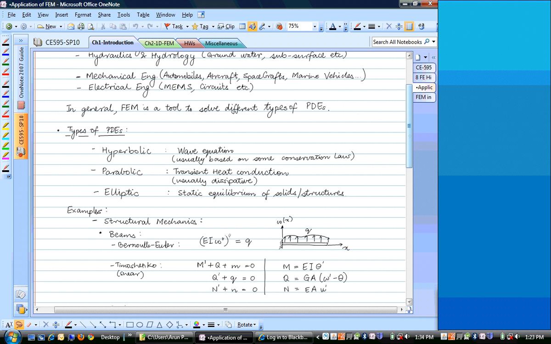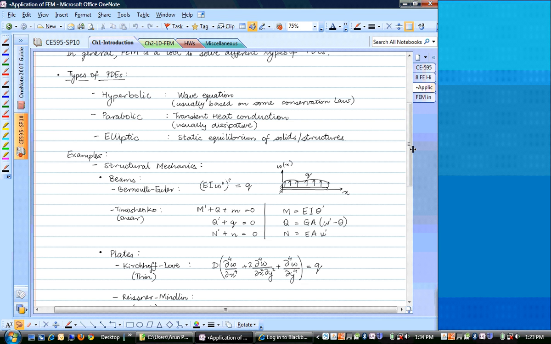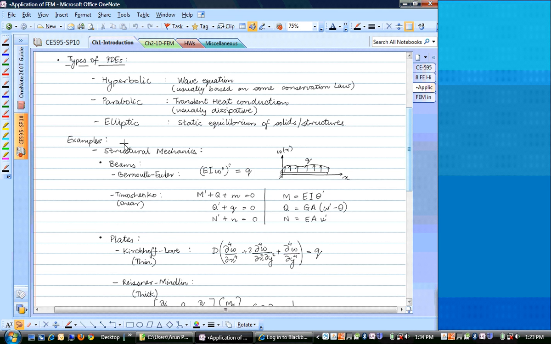Okay. And lastly, there is this elliptic type of PDE. This is the type of PDE that we will be encountering mostly in this course. So static equilibrium of solids and structures, the governing equation for equilibrium that we have. PDE is partial differential equation. Sorry, I didn't mention that before. So elliptic PDEs are the ones that we will be dealing with. So listing out some of the examples of these PDEs.